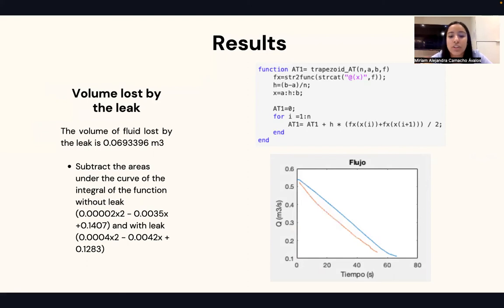And it is important to mention that the rate of change of the volume loss diminishes as time passes because the height is less. Therefore, at the brim of the container, the amount of volume lost is the maximum one. And for this, we use the MATLAB code of this. This is the trapezoid method.